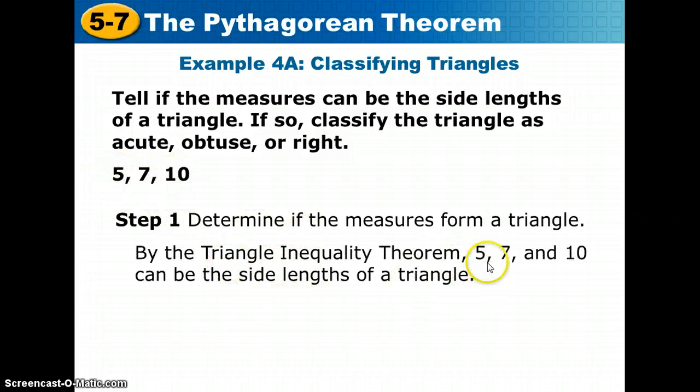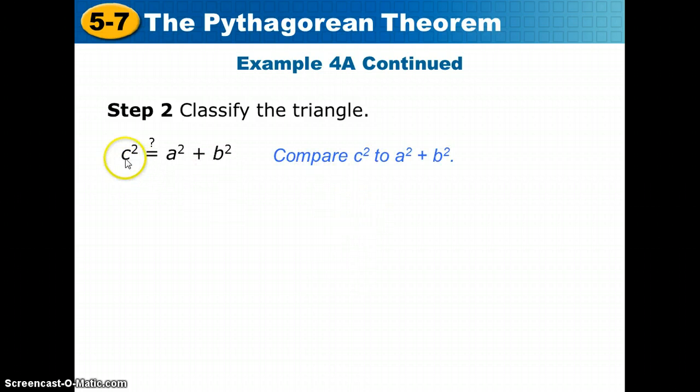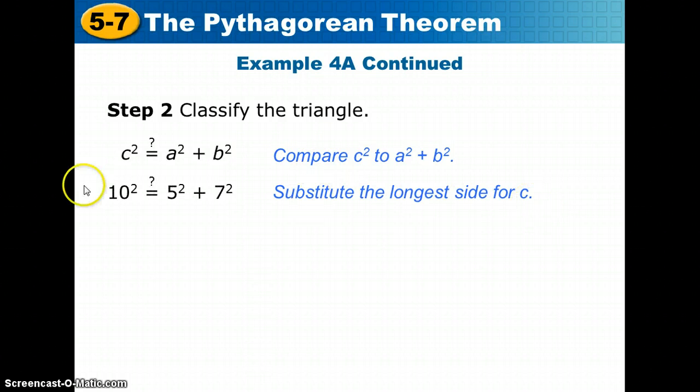By the triangle inequality theorem, 5, 7, and 10 can be the side lengths of a triangle because 5 plus 7 is 12, that's greater than 10. 5 plus 10 is 15, that's greater than 7. 7 plus 10 is 17, that's greater than 5. Step 2 is now to classify that triangle. So we're going to compare c squared to a squared and b squared. C has to be the greatest side. So we're going to substitute the longest side for c.